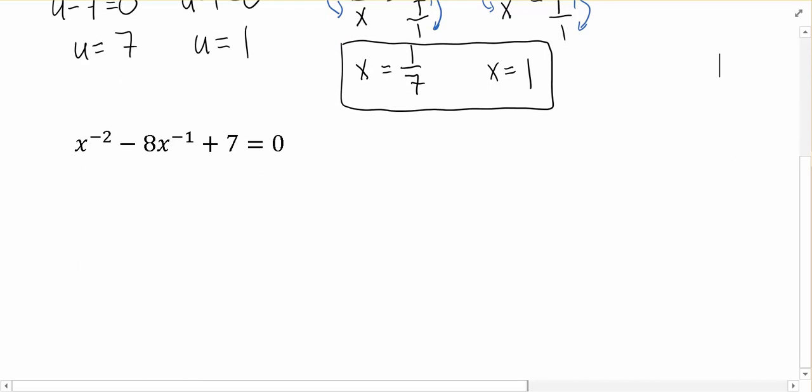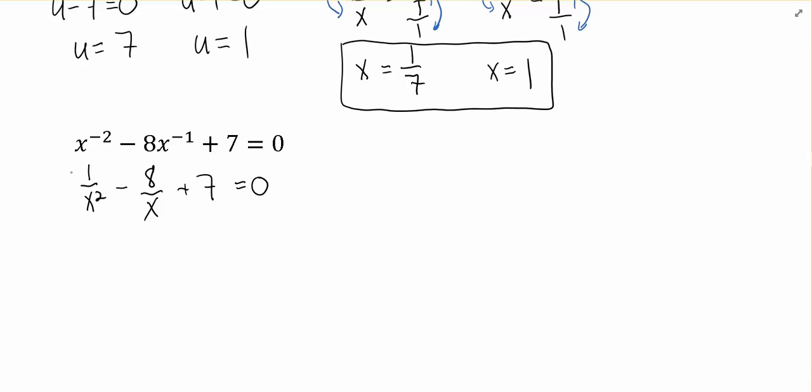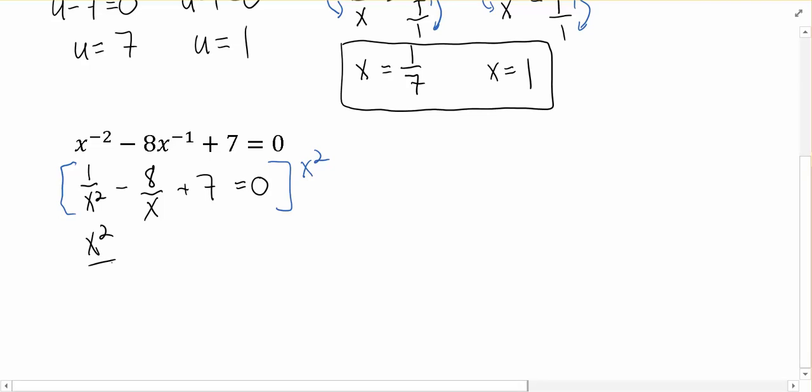Another approach we could take to solving this problem is actually to treat this like a rational equation. From the beginning, say x to the negative second means 1 over x squared. x to the negative first means 1 over x. So at this point, we could say fractions suck. Get rid of the fractions. Multiply both sides of your equation by x squared.